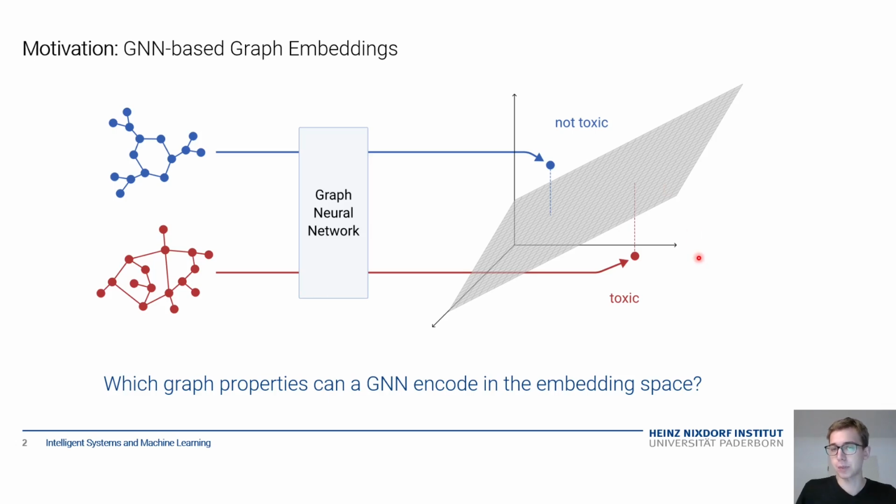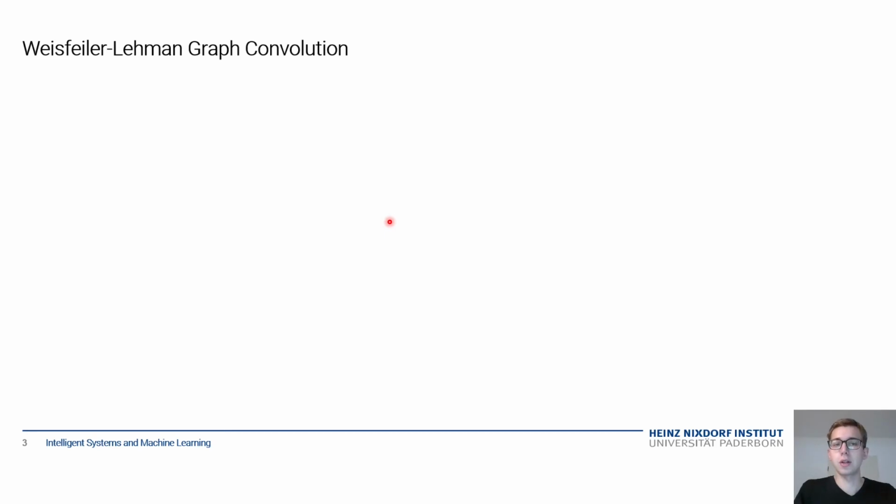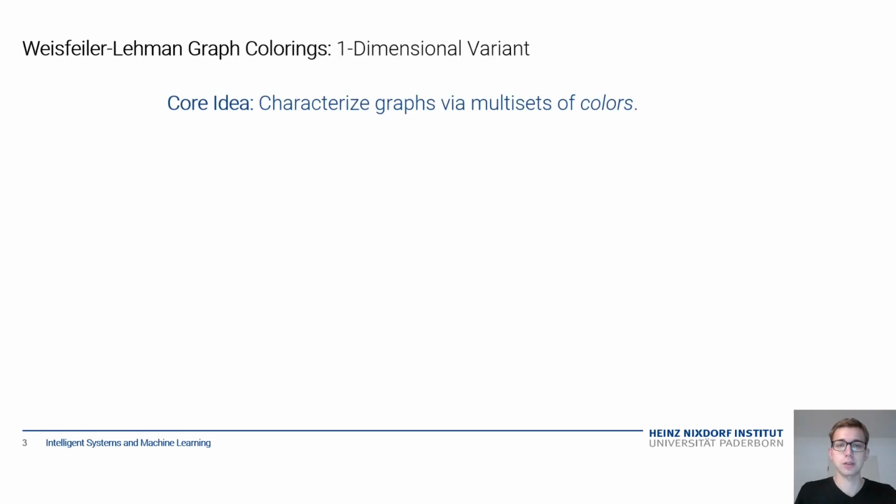embedding space? To answer that question, we'll take a closer look at the inner workings of those graph neural networks. In particular, we'll take a closer look at the so-called Weisfeiler-Lehman graph convolution concept. To understand what this is all about, we'll take a quick detour into theory now and consider the so-called Weisfeiler-Lehman graph colorings. In particular, their one-dimensional variant, where the core idea is to characterize graphs via multisets of so-called colors. For example, if we are given such a graph, we start off by coloring all the vertices of this graph with some initial color, for example A.